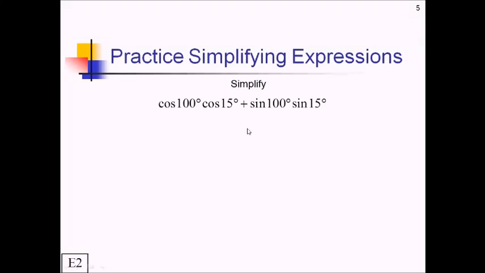Here's another one. Pause the video and simplify this one as far as you can. So here we've got cosine cosine minus sine sine. So this is one of those cosine ones. I always remember when you have the double trig functions in each term, it's a cosine. And cosine's always the opposite of what it looks like. So this plus really means we're doing cosine of 100 minus 15, which is just the cosine of 85 degrees. Now, 85 is not a special angle, so we can actually stop right there.